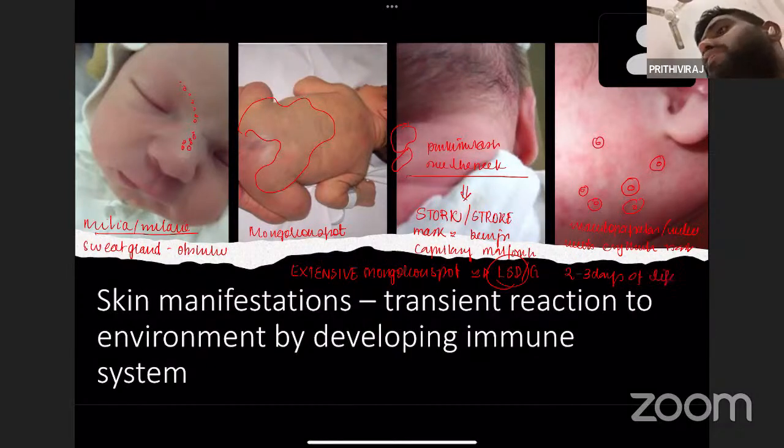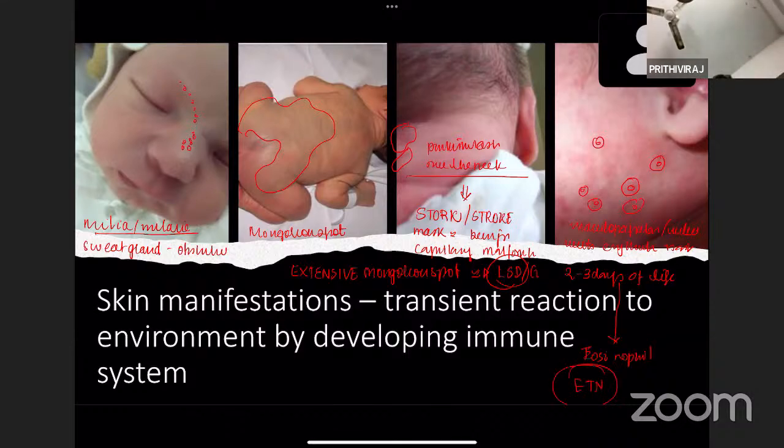And one important thing is they have eosinophils on microscopic examination. So it is erythema toxicum neonatorum. It is also a benign condition, with no need for treatment.